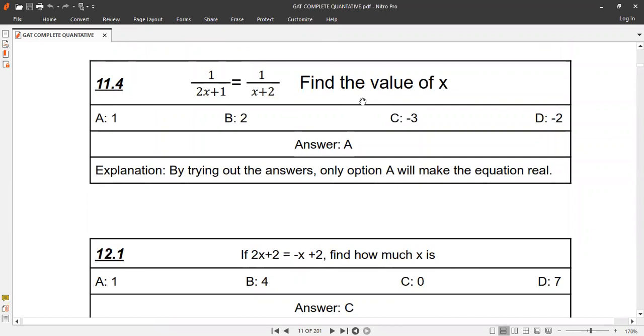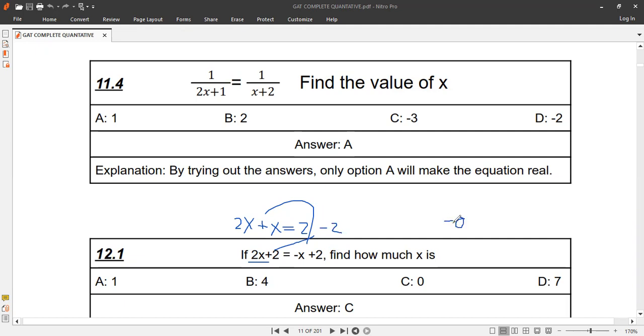Now, other question. If 2x plus 2 equals negative x plus 2, what's the value of x? Always, guys, I told you, in these cases, we need to isolate x's on one side. So here on the first side, we have 2x. We keep it on the first side. And on the other side, we have negative x. We bring it to the first side, it becomes plus x. And we have 2 here. We bring it to the other side, it becomes minus 2. So the second side becomes 0.